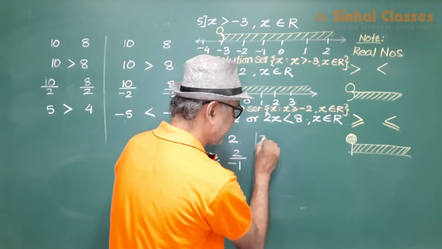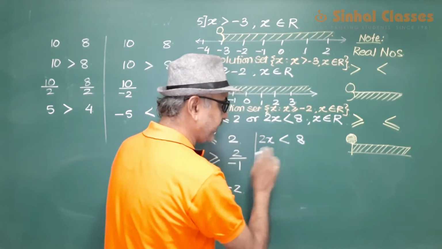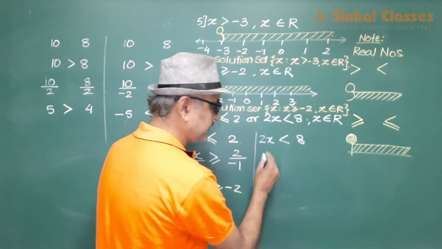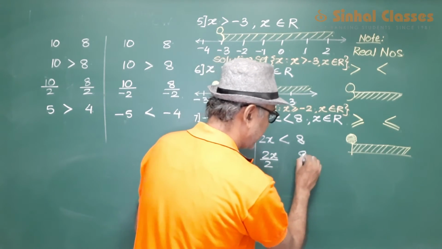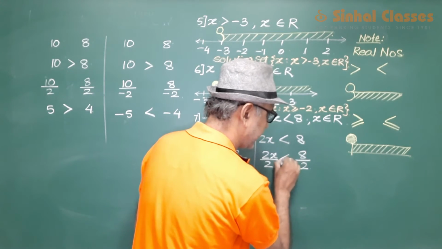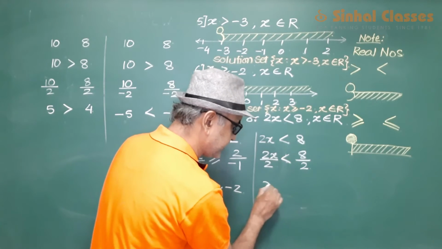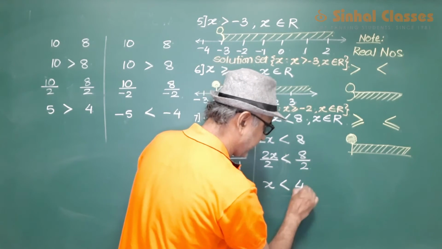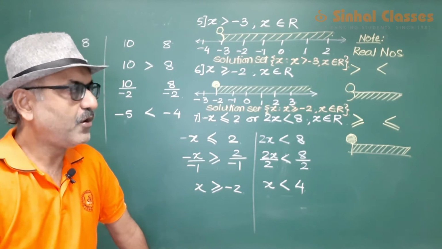On the other side, let us divide both sides by +2. Now I divide this by a positive number, and since I divided by a positive number, the order relation does not change. So x is less than 4. Now we have to draw a number line.